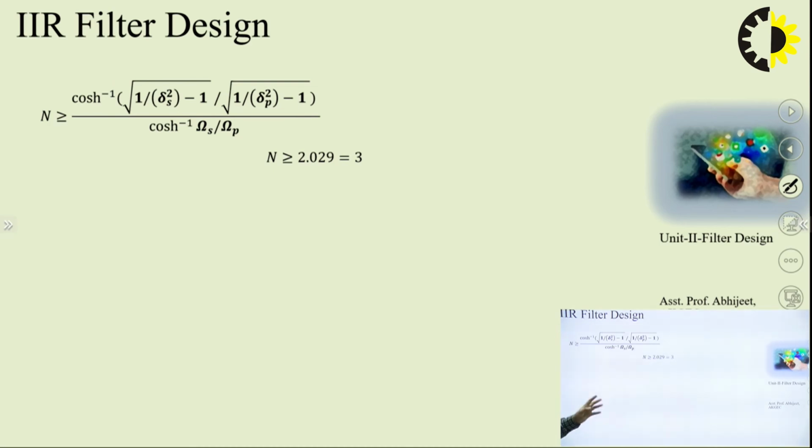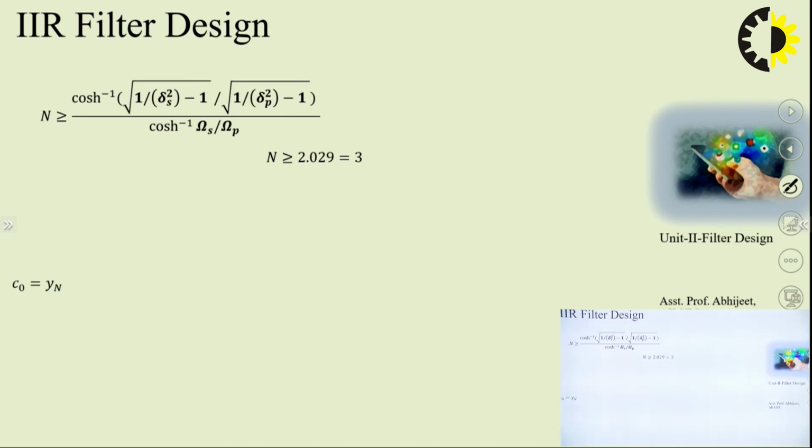And the order of the filter can be computed using cos inverse of square root of 1 upon del s square minus 1 divided by 1 upon del p square minus 1, and cos inverse of omega s by omega p. So that comes out to be 2.09, which means that n is equal to 3. We will take the next value to satisfy the passband.